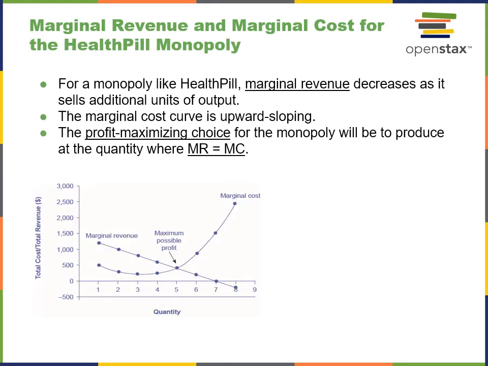For most monopolies, the marginal cost curve is not flat, but upward sloping. In this case, the point where marginal revenue equals marginal cost is the point of maximum possible profit. So for a monopoly like Health Pill, you see that marginal revenue decreases as it sells additional units of output. The marginal cost curve also is upward sloping. So the profit maximizing choice for the monopoly will be to produce at the quantity where marginal revenue equals marginal cost.